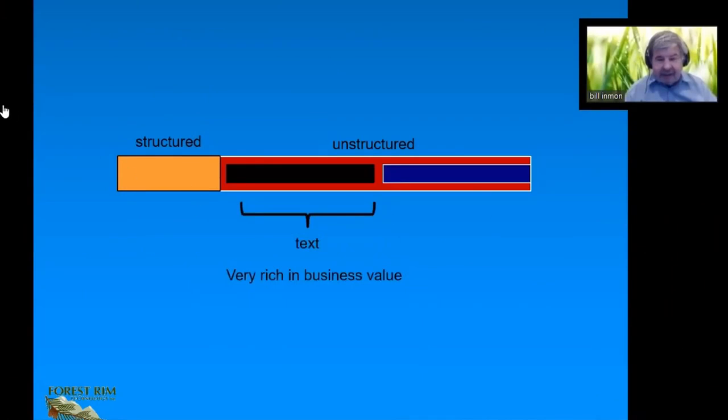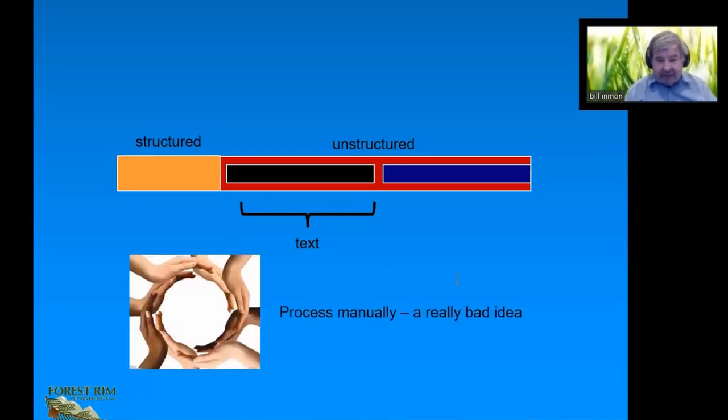So when we take a look at the world of unstructured data, what we find is that a big portion of unstructured data is something that is called text. What is text? It's what people write or talk. When people are writing or talking, they're using text. And the thing about text is, it's very rich in business value. So when we look at all of the data in the corporation, this is what we find.